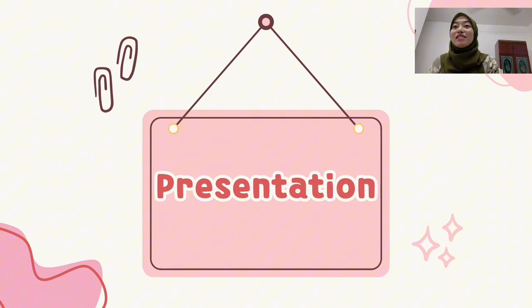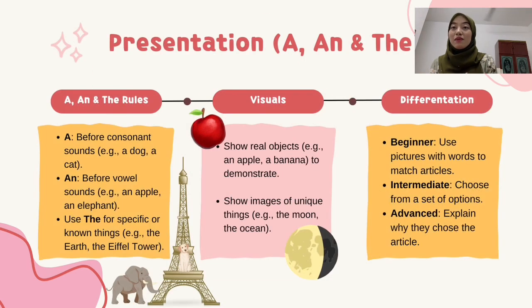Now next, the presentation. In this part, the teacher should present the rules for the articles a, an and the. This part will involve some explanation, however the teacher needs to make sure to keep it clear and interactive. For a, the teacher should explain that it is used before words that begin with a consonant sound. For example, a cat, a dog. C and D are consonant sounds. And an is used before words that begin with a vowel sound, for example, an apple, an elephant.